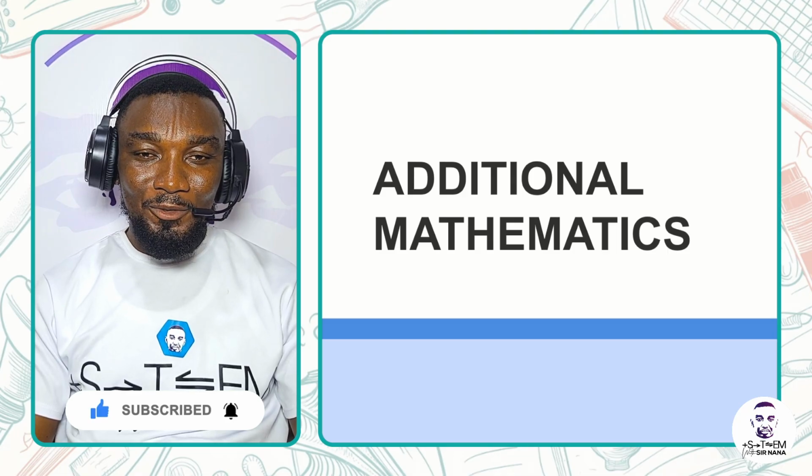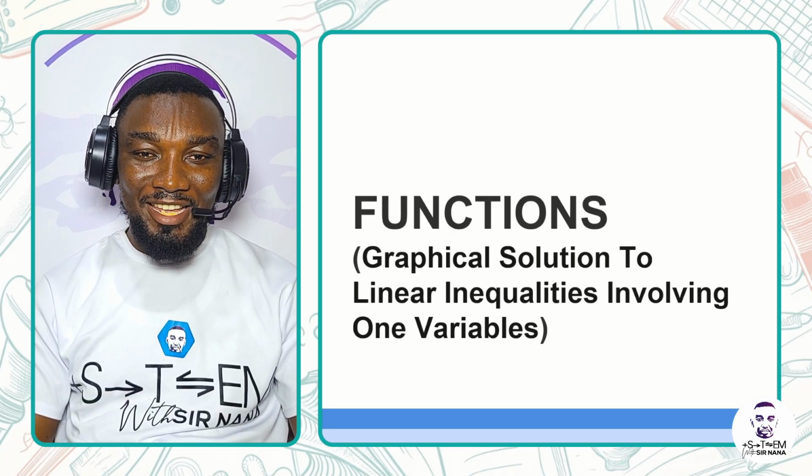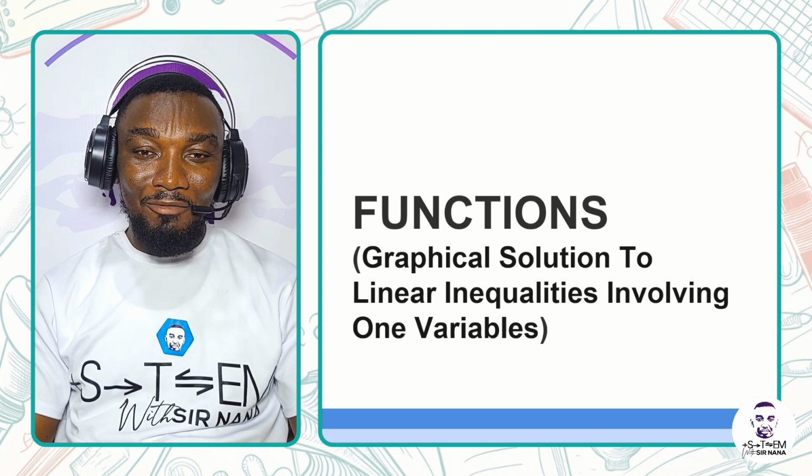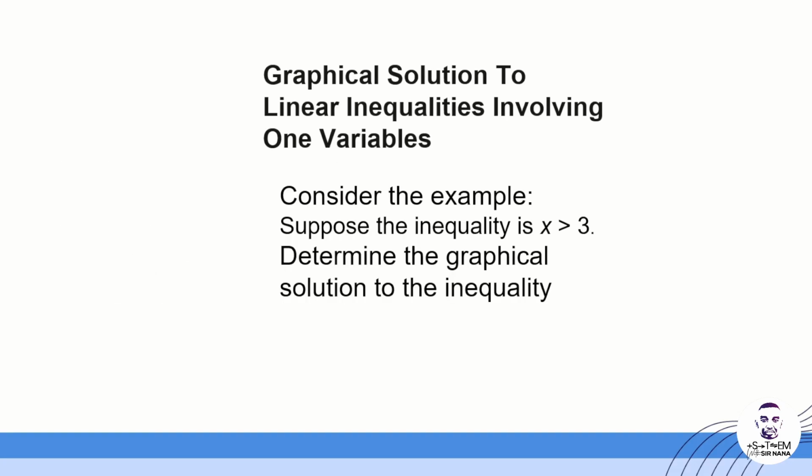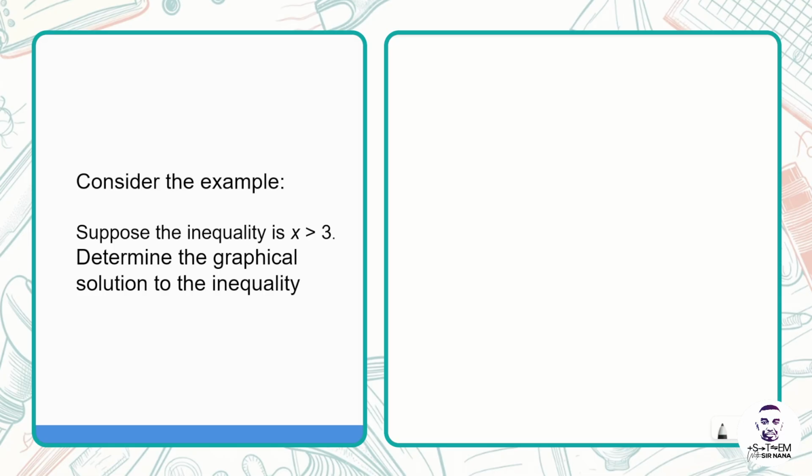In this lesson, we want to consider graphical solutions for linear inequalities involving only one variable. So once we've done the two variables, I believe this should be easier for us. Now let's consider the questions. The first one, we have to consider the example. Suppose the inequality is x is greater than 3. Determine the graphical solution for the inequality. So we must graph the solution for the line x is equal to 3.